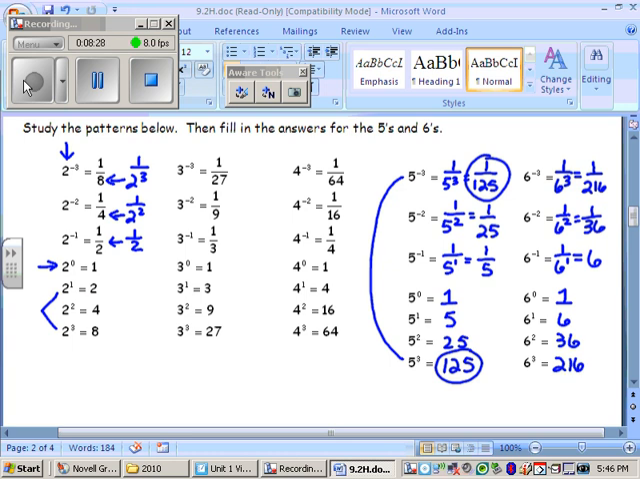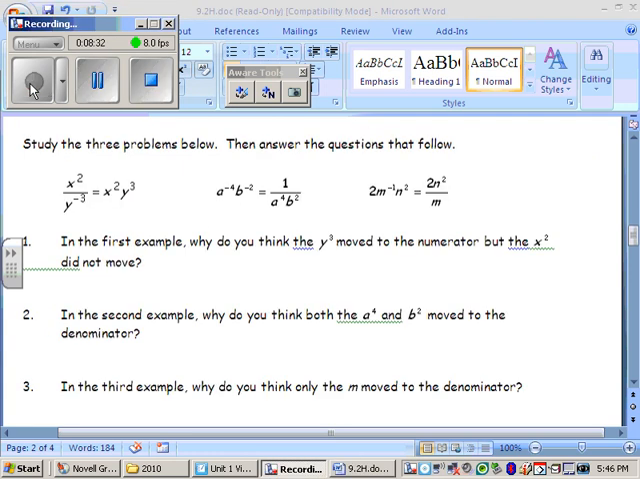Now let's take a look at some additional examples incorporating these negative exponents. Here it says, study these 3 problems below, then answer the questions that follow. Number 1 says, in the first example, why do you think the y cubed moved to the numerator, but the x squared did not move?